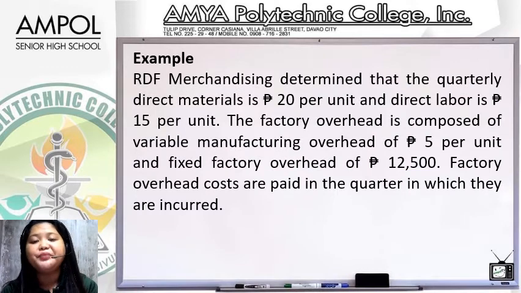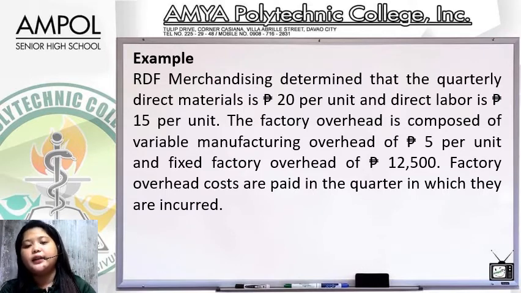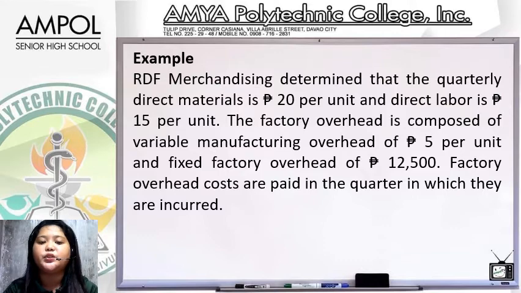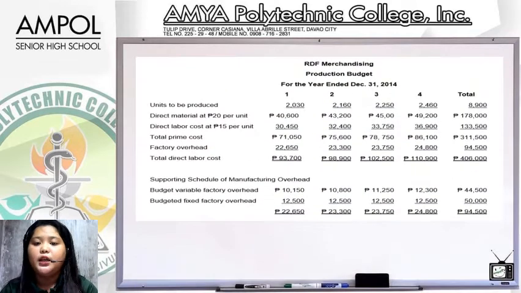So, RDF Merchandising determined that the quarterly direct materials cost is 20 pesos per unit, and the direct labor is 15 pesos per unit. The variable factory overhead is 5 pesos per unit, and then the fixed factory overhead is 12,500 pesos. The factory overhead costs are paid in the quarter in which they are incurred. Here is the problem and the solution.